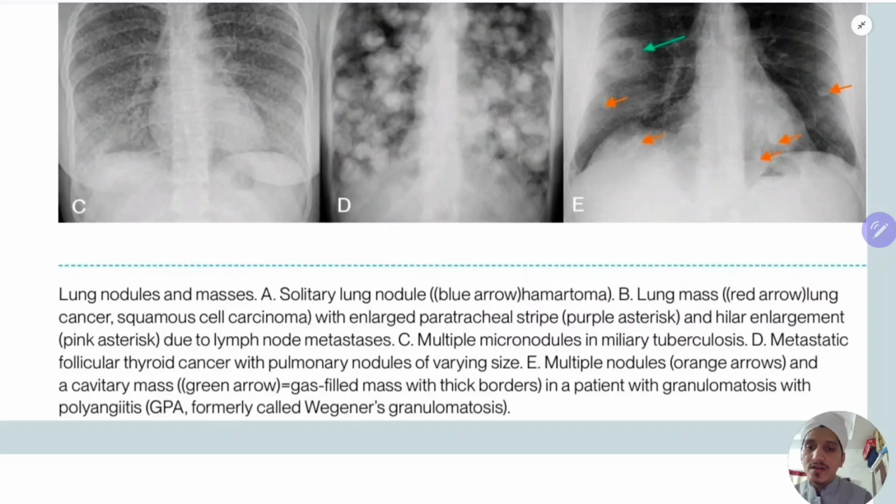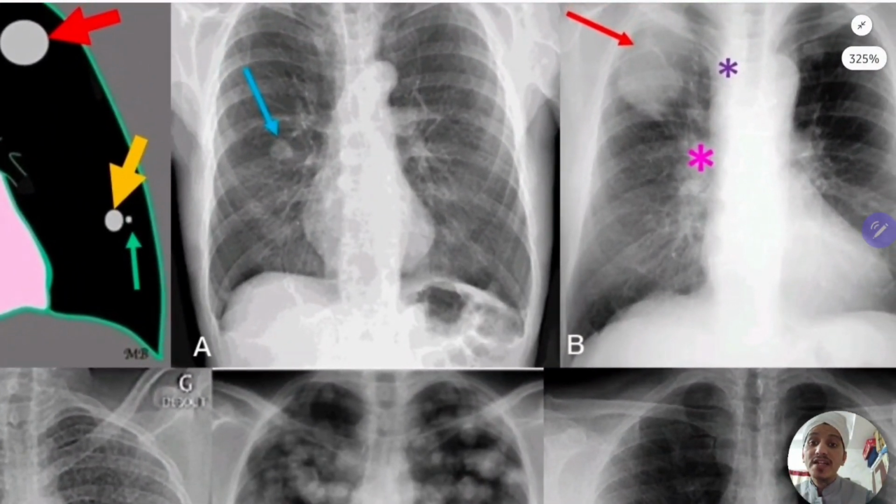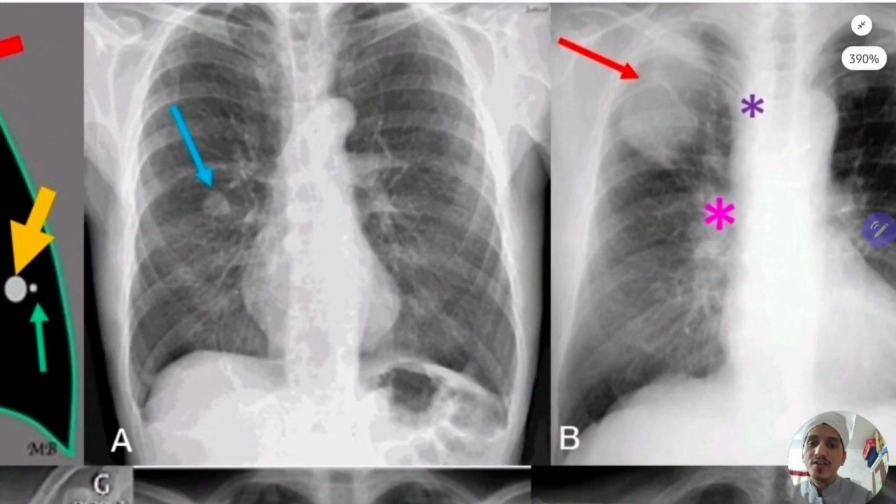It is a solitary lung nodule. Hamartoma. What is hamartoma? Normal arrangement of cells at abnormal place. That is hamartoma. So you have blood vessel cells which are deposited in the lung. So that is hamartoma here. Hamartoma of the lung. So this is a benign nodule.